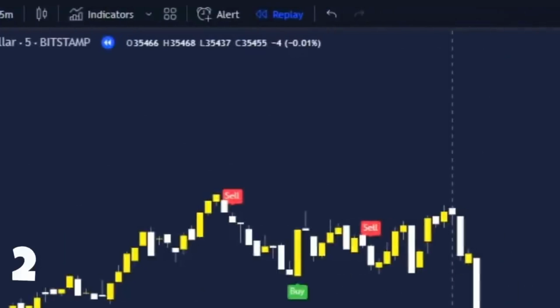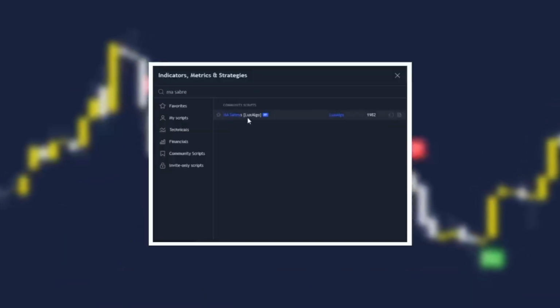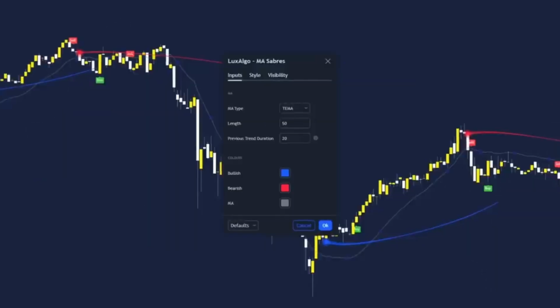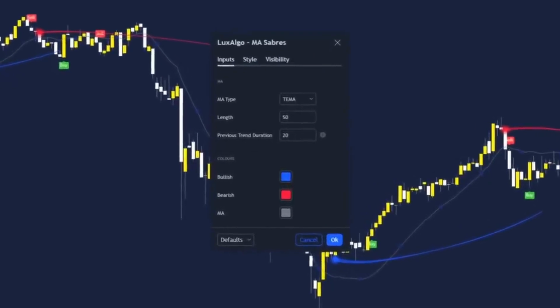Okay, and for the second indicator, we're going to go up to indicators again, and it is the MA Sabre indicator by FLUX Algo. And these are the settings for it right here, but I have left it default, so yours should look like this as well.